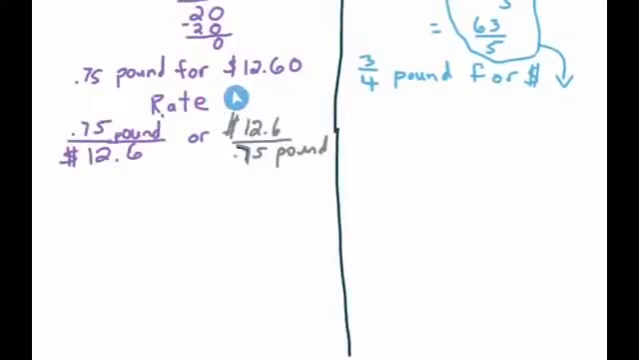Moving forward with choice 1, we could form a rate to compare our two quantities. But which rate should we choose? 0.75 pounds for every $12.60, or the price per pound, $12.60 for every 0.75 pound? So which rate would you choose to help move you forward to the answer?